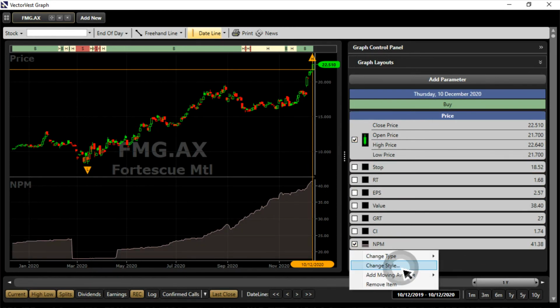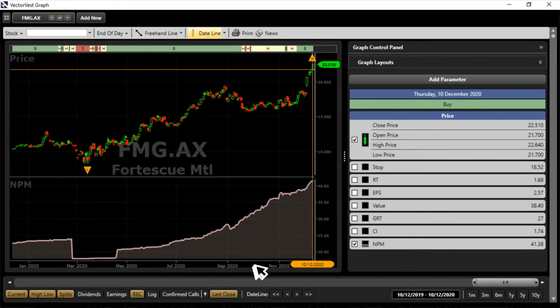Right click, change the style, just make it stand out a little bit easier on the eye here. Okay, so what is net profit margin? For every $100 of sales, or $1 of sales, whatever it might be, $1 million of sales, what is this company making in terms of profit? This company is currently making 41 cents in the dollar profit. So after all the expenses and whatever have you, on average around about 40 cents in the dollar.